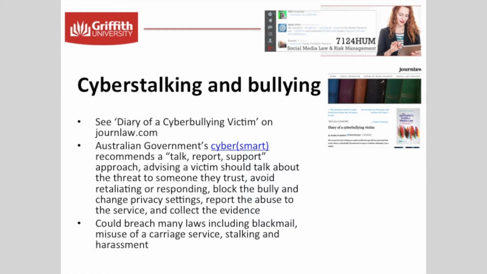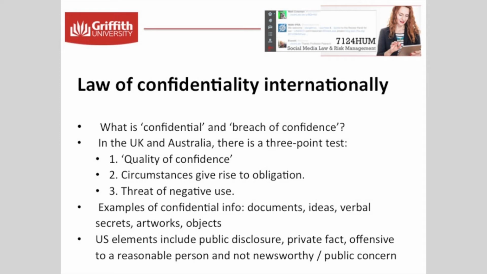The law of confidentiality is a bit different from the law of privacy, although in some places it's been converged with privacy law. In the UK and Australia, the breach of confidence law has a three-point test associated with it. Firstly, information needs to have a quality of confidence about it. Secondly, the circumstances in which the confidence has been given give rise to an obligation of confidence. And thirdly, there needs to be some threat or actual negative use of the information that breaches that confidence.